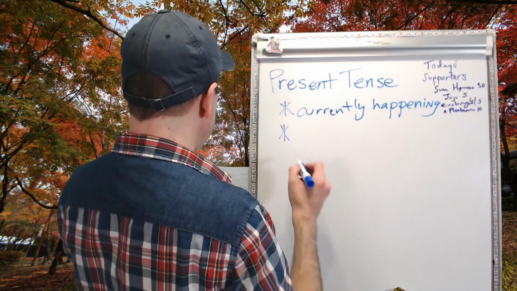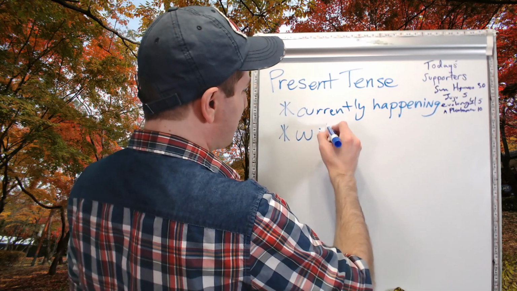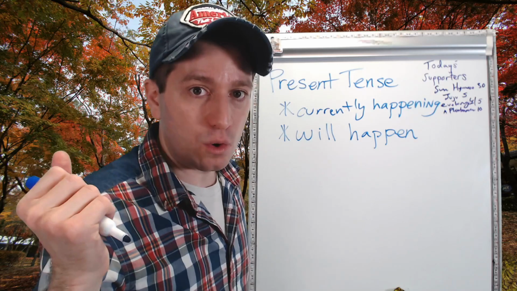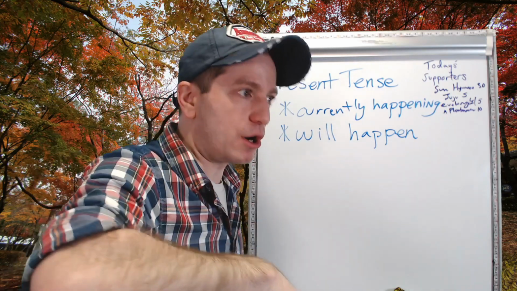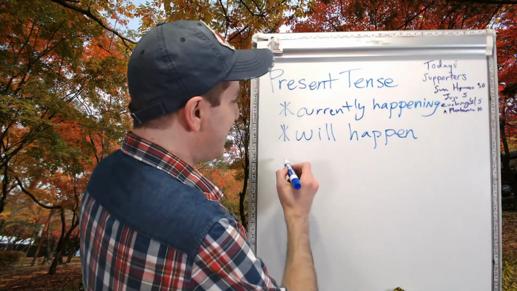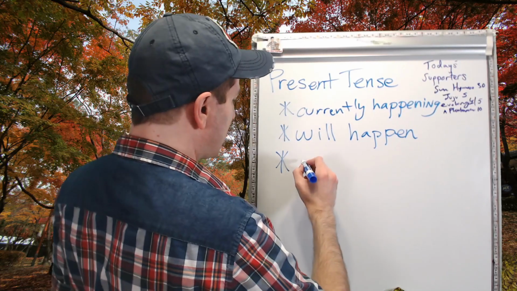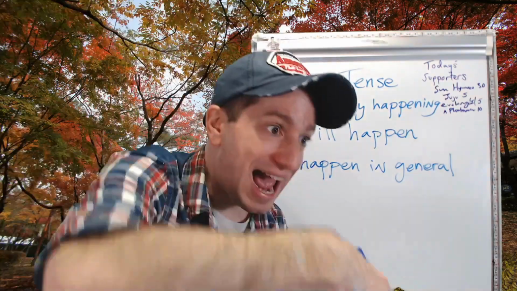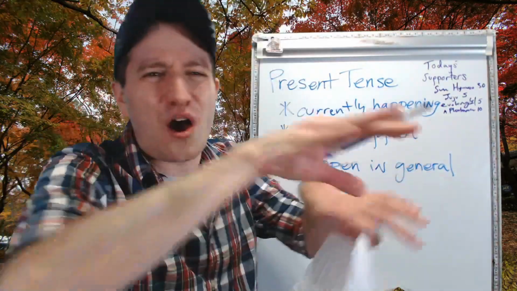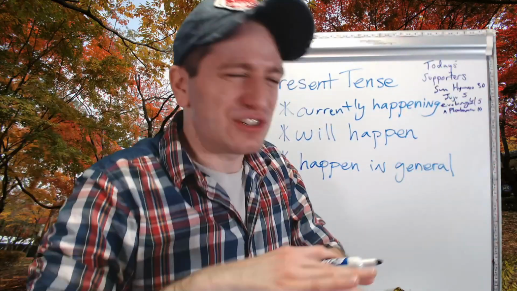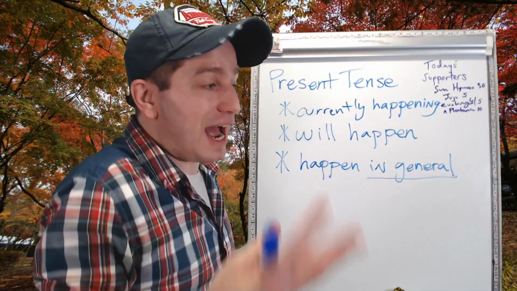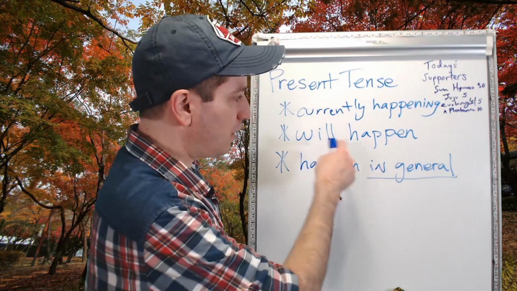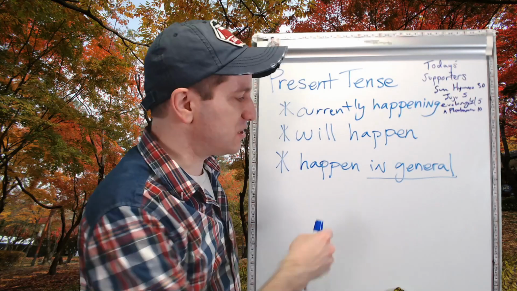You can also use the present tense to talk about things that will happen. Your friend says, what are you doing tomorrow? 내일 학교 가요. Tomorrow I'm going to school. As in tomorrow I will go to school. And you can use the present tense just to talk about things that happen in general. Not necessarily right now, not necessarily in the future, but just, like, I like kimchi, just in general. I study Korean. I enjoy learning Korean. I want to eat Korean food. It's not future, it's not right now, it's just in general.